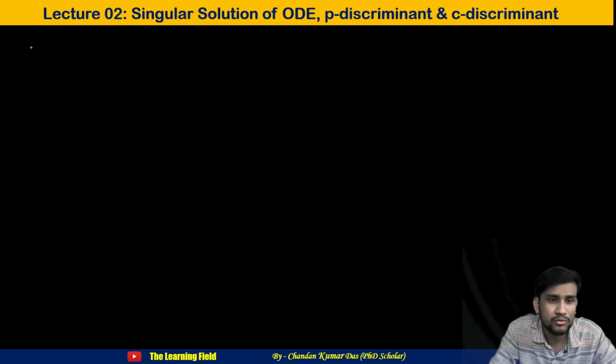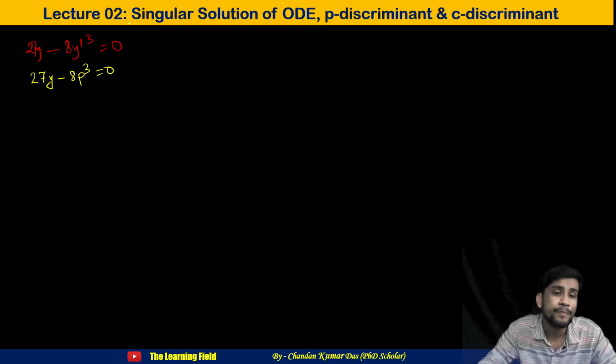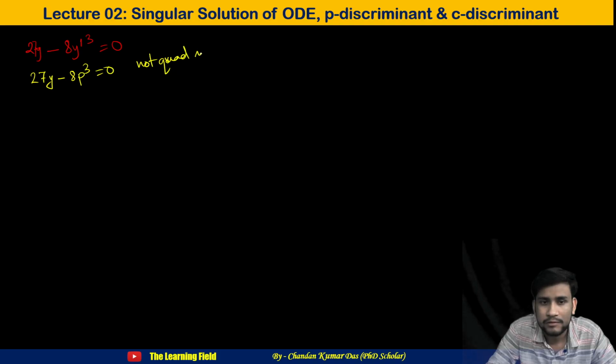Let us see example number 2, which is 27y minus 8y p cubed equal to 0. So here also we apply the two discriminant methods. How can we calculate that? See, this is 27y minus 8pq equal to 0, so this is not a quadratic equation in p. So how do we calculate the singular solution? First, suppose f equal to 27y minus 8pq.